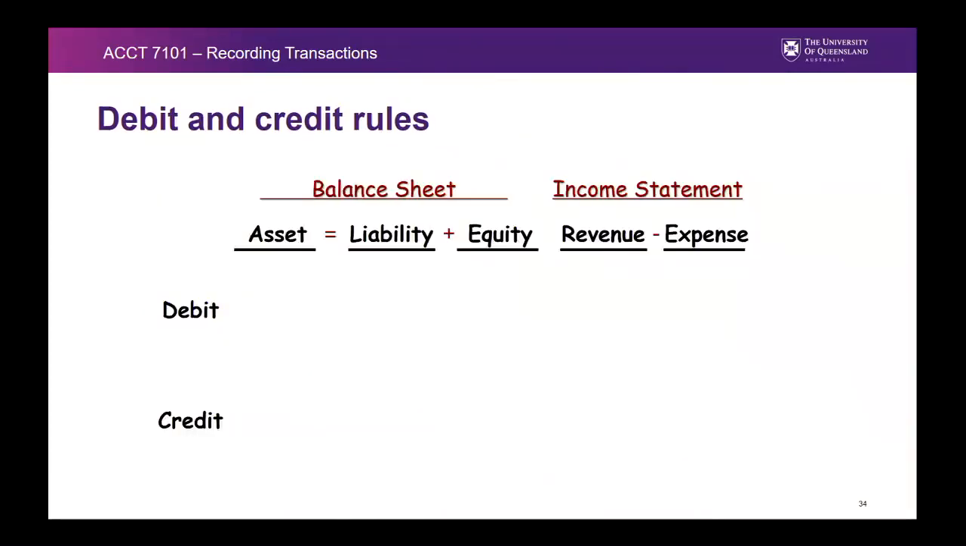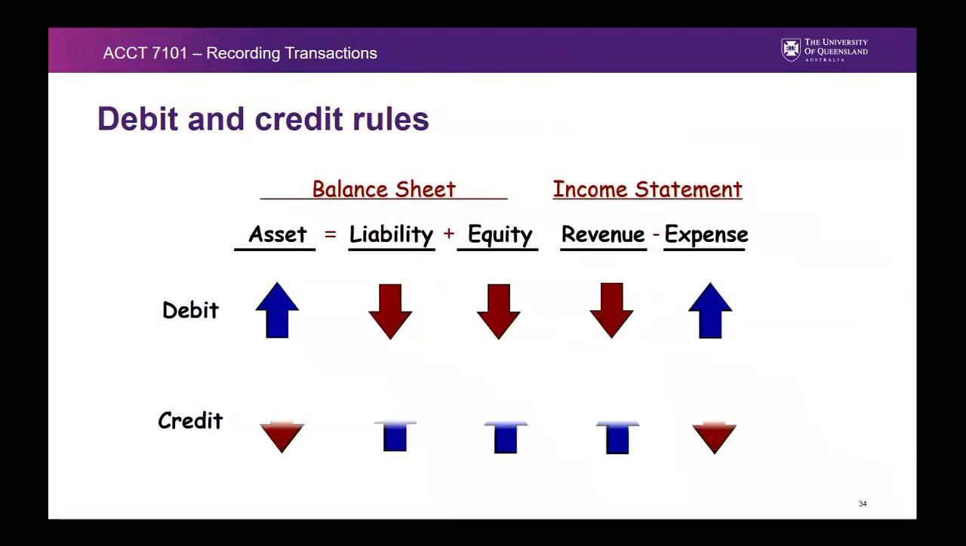So let's have a look at here's the debit and credit rules. And so that's a summary of what we've just been talking about for the last couple of slides. So where there's an increase or decrease, we'll use a debit or credit depending on the nature of the account. Okay, any questions about that? And of course, because our accounting equation always balances, our debits and credits are always going to balance as well. That's something we're going to look at in more detail in the next couple of weeks.